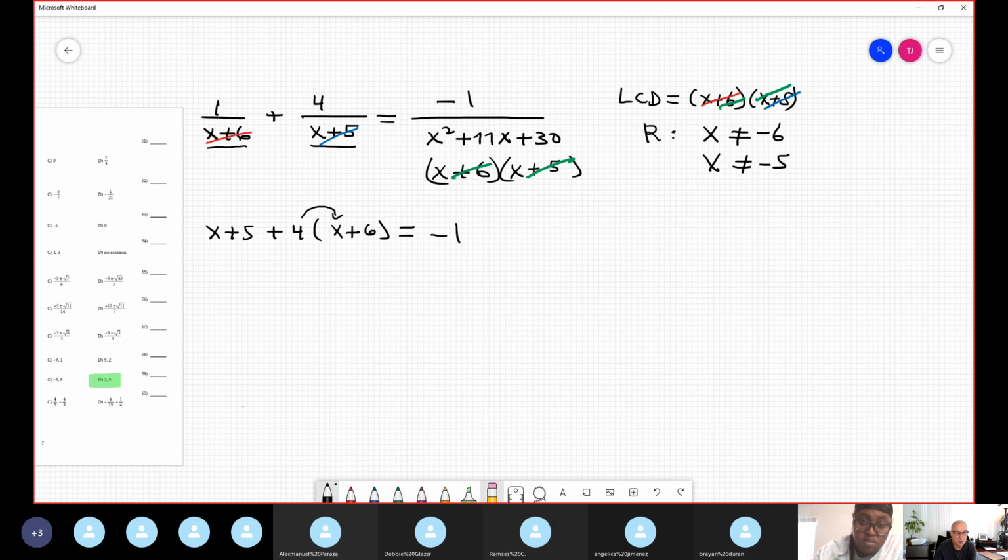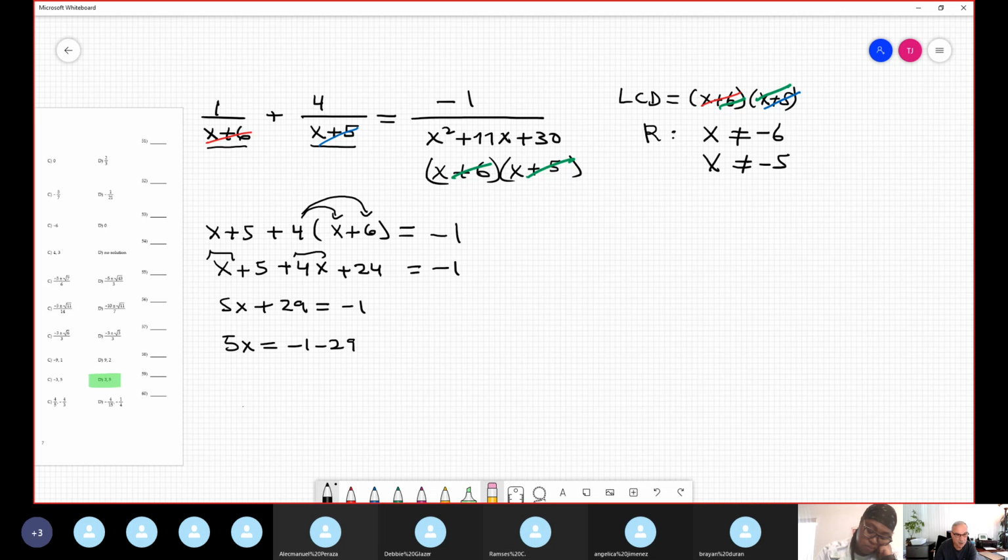Now no FOIL, just the distributive property. Entonces x plus 5 plus 4x plus 24 equal -1. This is a linear equation. We combine this and this together as 5x plus this is 29 equal -1. 5x is equal -1 minus 29, que es -30. -30 divided by 5 is -6. Wow, look at that, what's going on.